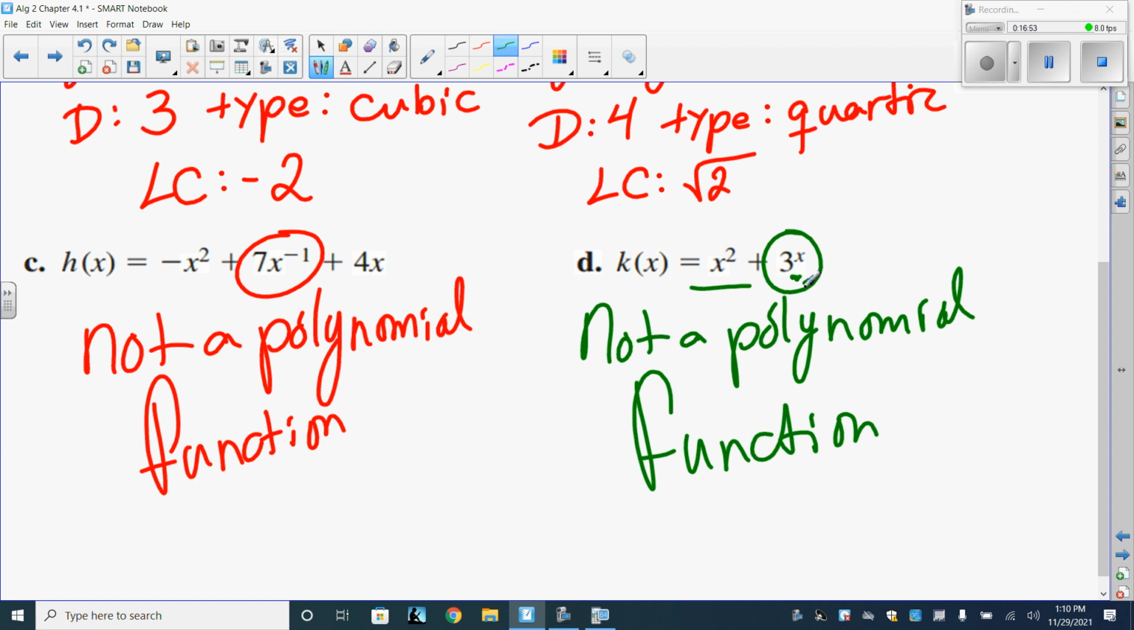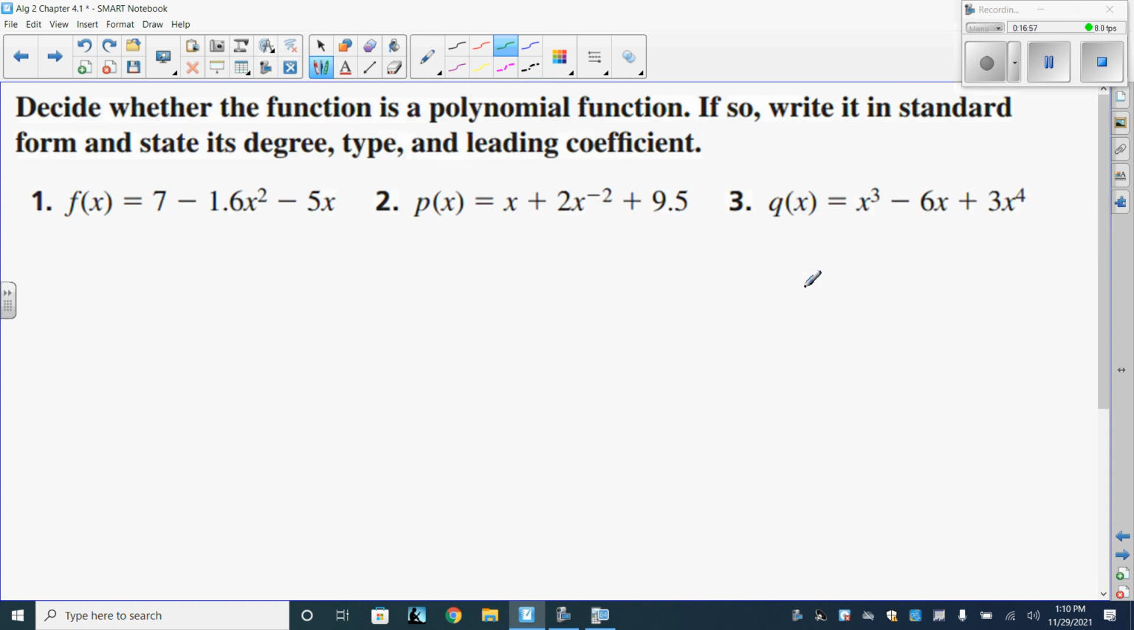Any questions on this here? Do we need to see another example of one of these? We feel comfortable with these here? Okay.